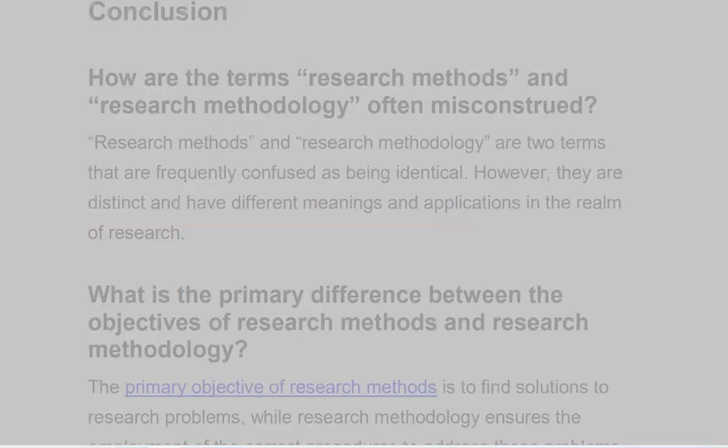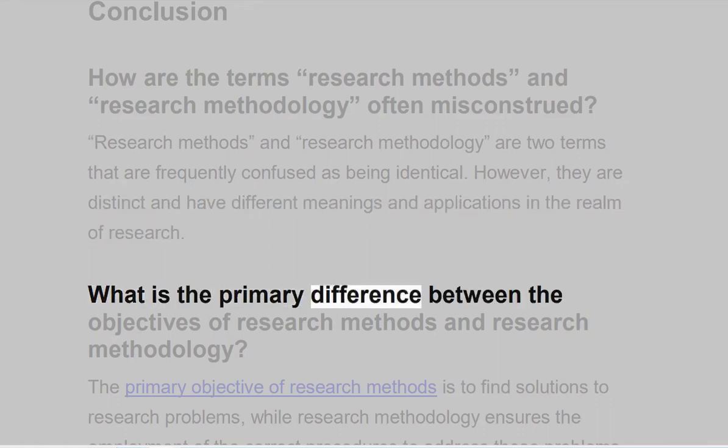Conclusion. How are the terms research methods and research methodology often misconstrued? Research methods and research methodology are two terms that are frequently confused as being identical. However, they are distinct and have different meanings and applications in the realm of research.